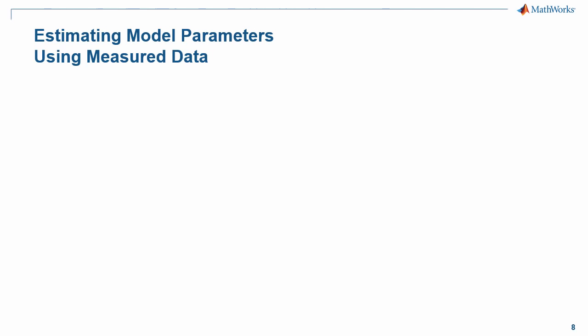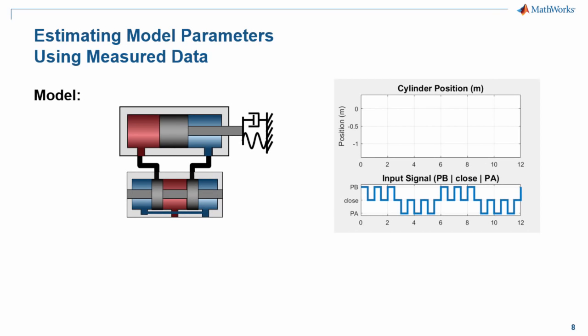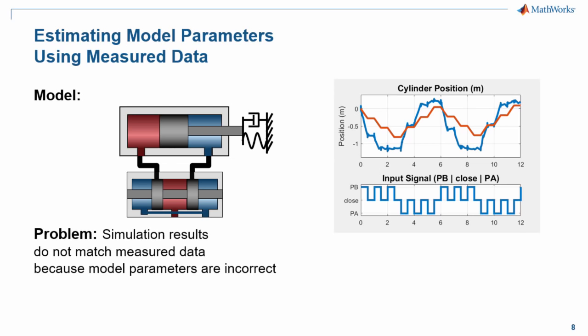In this demonstration, we're going to see how we can estimate model parameters using measured data. We have a model of a hydraulic actuation system. When we simulate the model with these inputs, these are the results that we get. However, data from a hardware prototype looks like this. We can see that our model does not match reality.